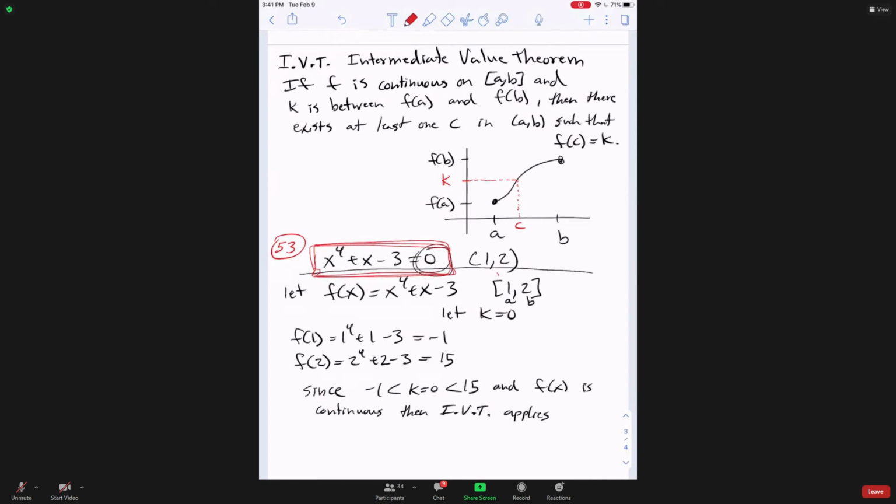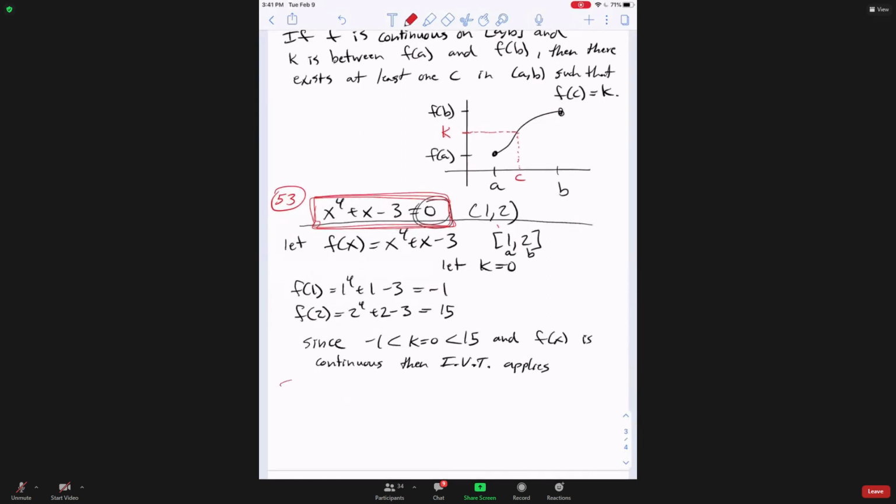Let's do number 55. I'm not going to do number 55. I'm sorry, I'll start you off. I'll show you and answer your question. So number 55, it's the same directions: use the intermediate value theorem to show that there is a root. And it gives you e to the x equals 3 minus 2x on the interval 0, 1.